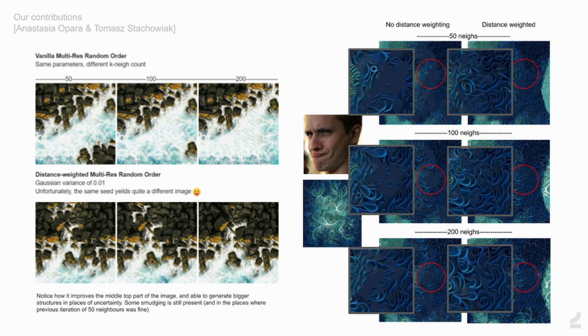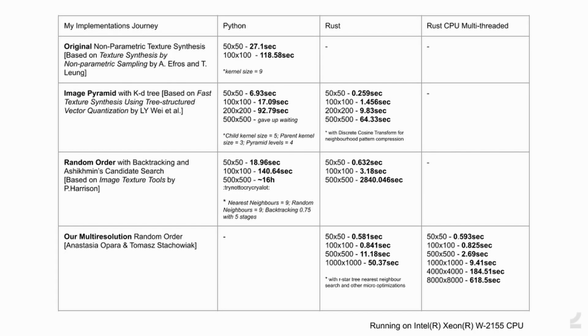So last but not least, here is a table comparing all the non-parametric implementations I did and the times it takes for various image sizes. I tried to keep the settings as similar as possible to have a fair comparison, and settings between these last two are identical. So being evangelized by my colleagues, I re-implemented the random order algorithm in the Rust programming language, which out of the box was about 20 times faster than Python.